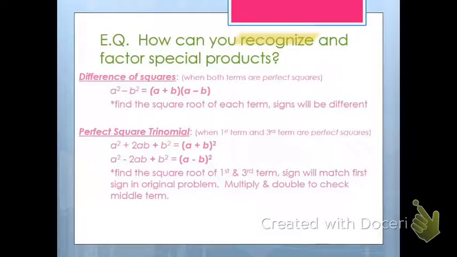Difference of squares. You have seen the difference of squares. But this time, remember, factoring is the opposite of FOILing or multiplying, so that's what we're doing. We're working backwards this time. Now, the difference of squares is when both terms are perfect squares. Both terms have to be perfect squares in order for this to work. Also, if you look at the formula, it's a squared minus b squared. That's the only formula for the difference of squares.